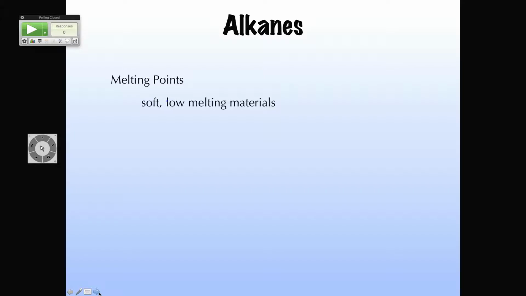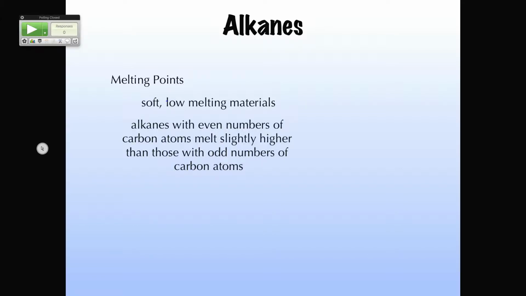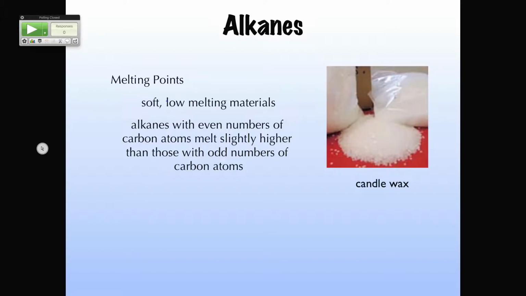Okay, melting points. Alkanes have soft, low melting materials. A good example of that is waxes. Waxes are very long chain alkanes, and they have low melting points. It's an interesting fact that alkanes with even numbers of carbon atoms melt slightly higher than those with odd numbers of carbon atoms. It has to do with how they can line up. Isn't that wild? I thought that was really wild when I learned that.